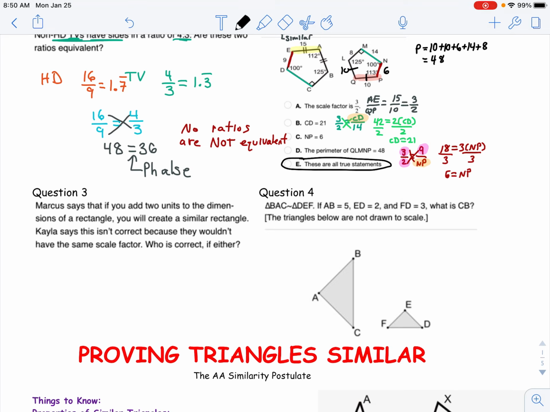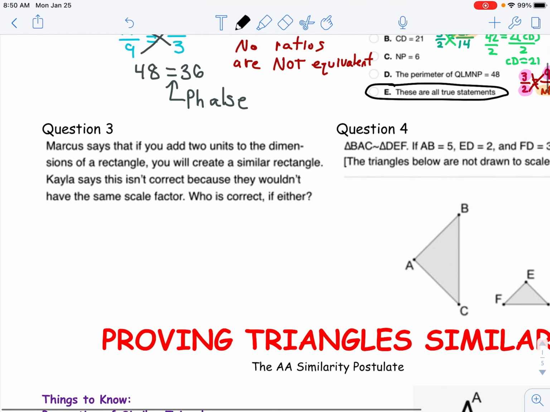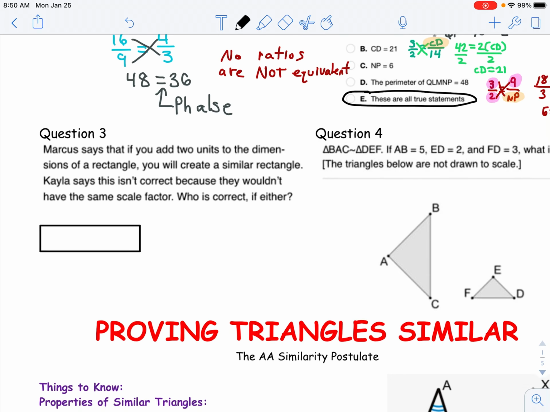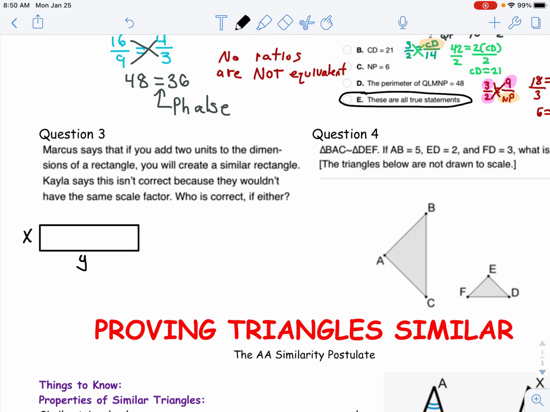Question number 3 is a really good question. I like this question a lot. Marcus says that if you add 2 units to the dimensions of a rectangle, you will create a similar rectangle. Kayla says this isn't correct because they wouldn't have the same scale factor. Who is correct, if either? Let's think about this. Let me do it like this, actually. This is some rectangle. We have X and Y. Now, if we add 2 units, that means we make it 2 taller and 2 wider.